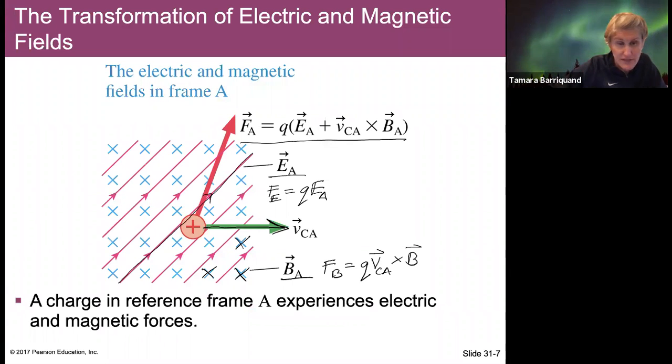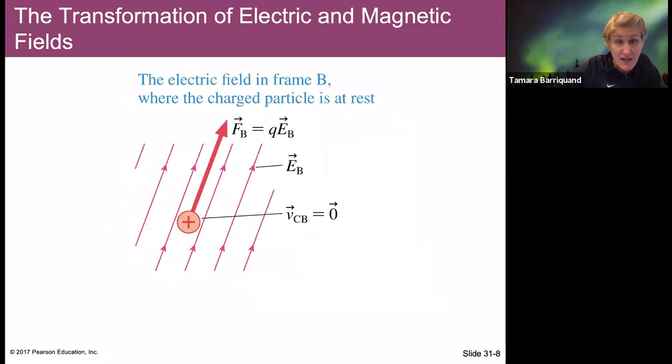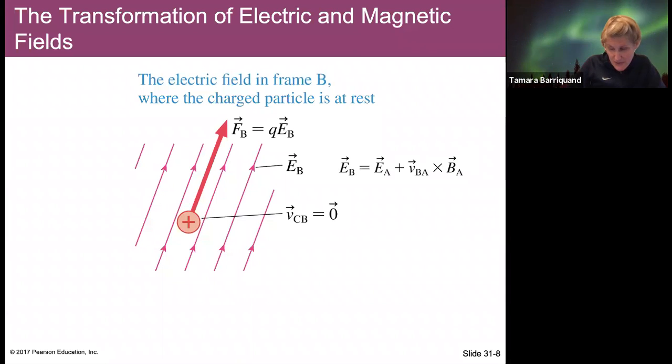And so a charge in reference frame A experiences both electric and magnetic forces, and we can combine those right here. Now, in reference frame B, the electric field is just an electric field, because the charged particle is at rest, so there is no magnetic field, just electric field. So we see that the electric field must be equal to whatever the electric field is in A plus V_BA cross B_A. If we generalize it, our Q E_B must be equal to what we had in reference frame A, which was Q times (E_A plus V_CA cross B_A).